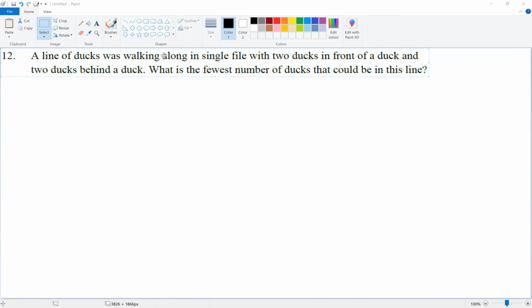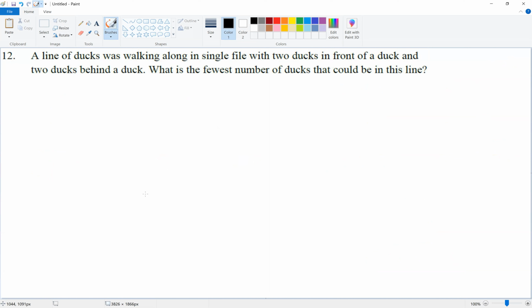Karan, number 12. A line of ducks was walking along in single file with 2 ducks in front of a duck and 2 ducks behind a duck. What is the fewest number of ducks that could be in this line?